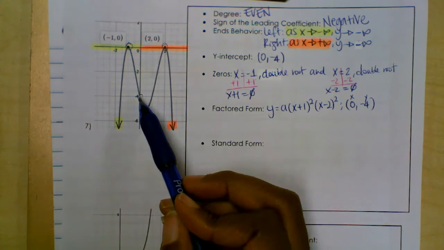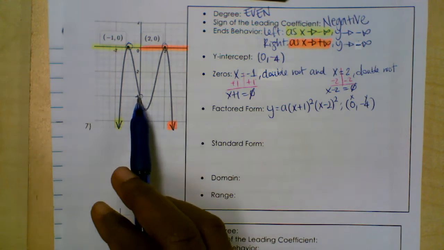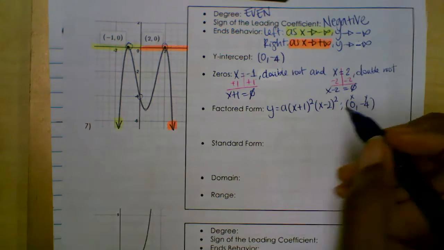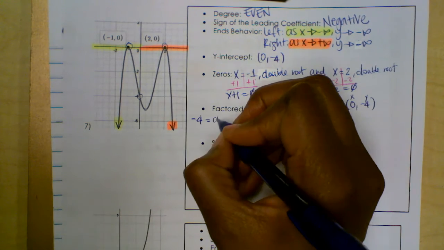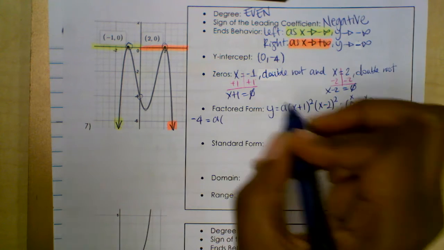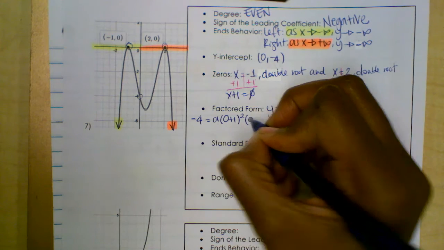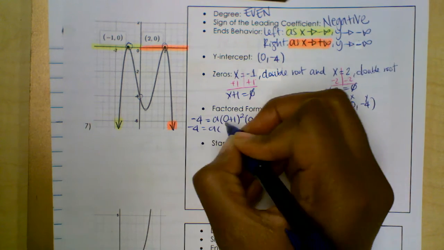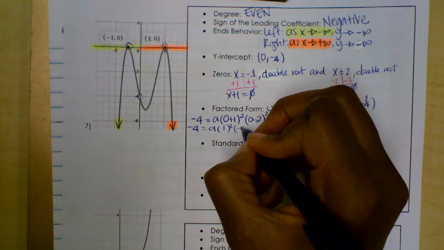But I chose this one because this one is kind of exact. I didn't see any other exact point. So I have (0, -4). Then I'm going to replace y with -4, leave a alone, and replace x with 0, and then square it. 0 plus 1 is 1 squared. 0 minus 2 is going to be -2 squared.